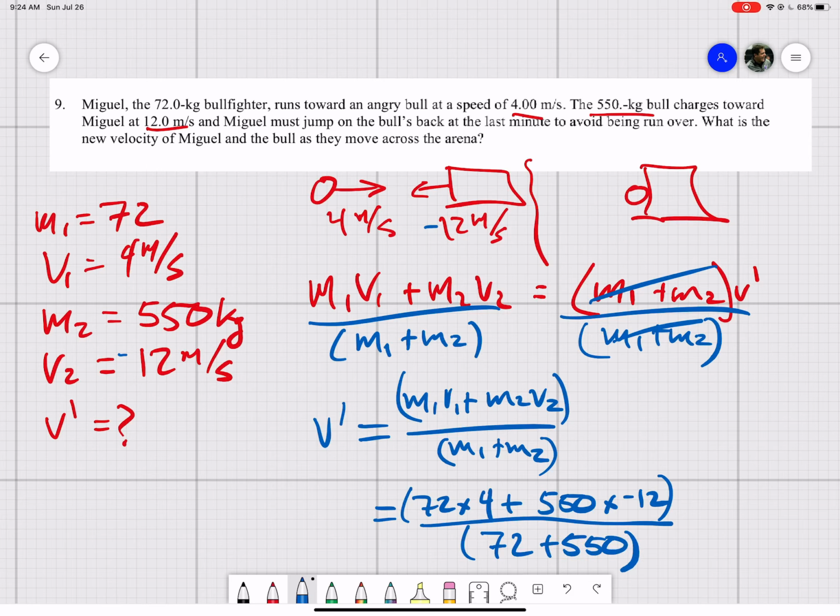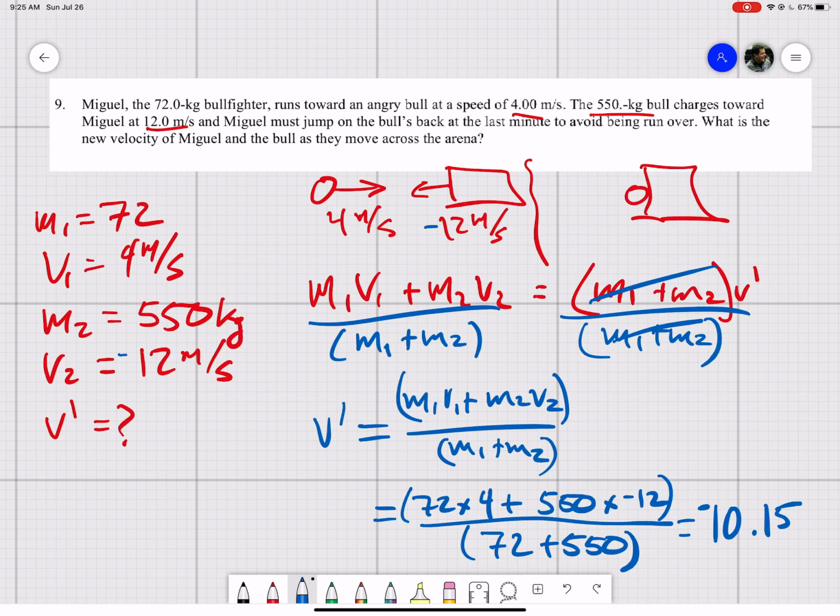All right? So we plug it in the calculator. Parentheses, 72 times 4 plus 550 times negative 12, close parentheses, divided by, parentheses again, 72 plus 550, close parentheses, but your calculator will do it for you. And we get our new velocity is negative 10.15 meters per second.